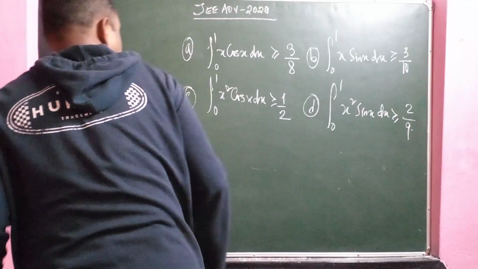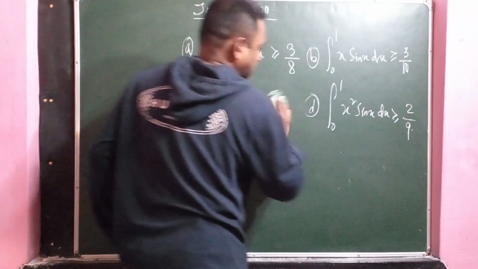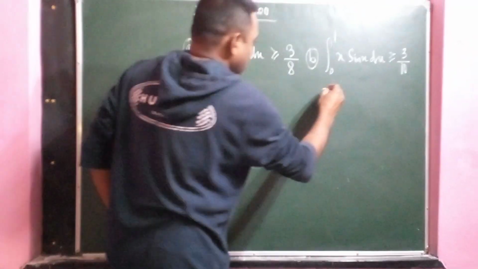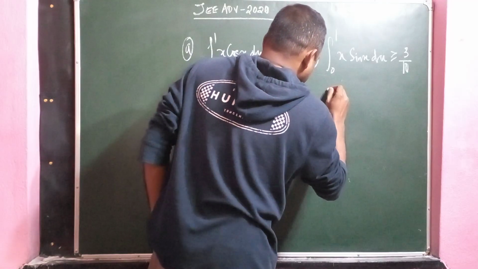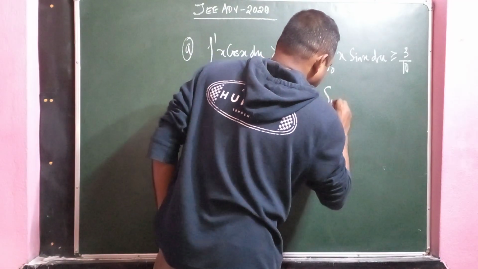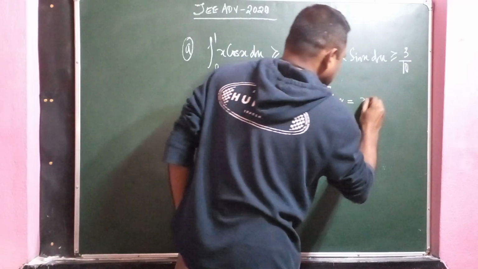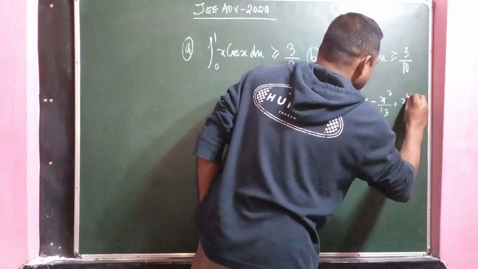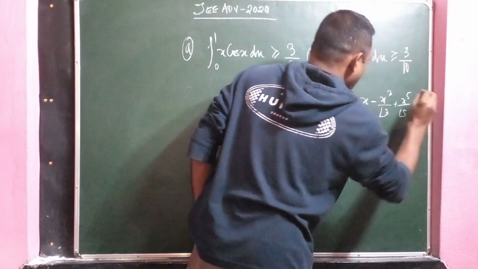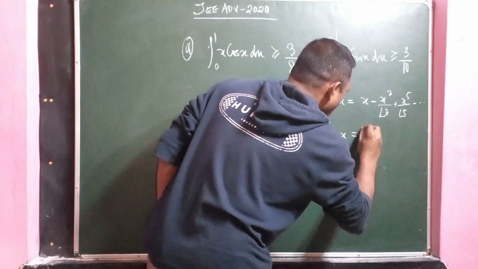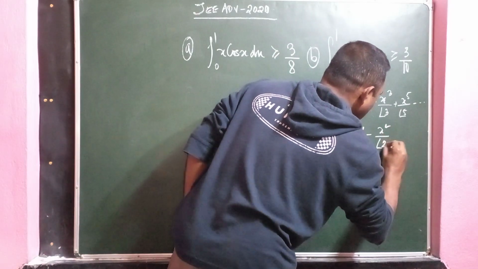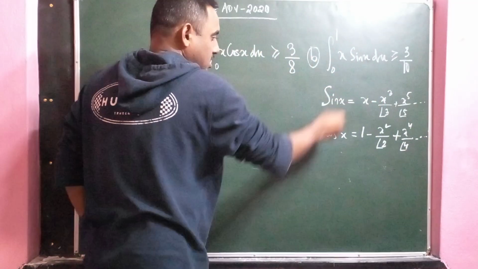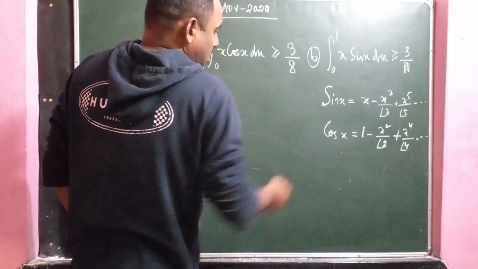I'm erasing this one. First of all, you have to know that sin x is x minus x cube by 3 factorial plus x5 by 5 factorial and minus so on, and cos x is 1 minus x square by factorial 2 plus x4 by factorial 4 minus so on. These two series you have to know.